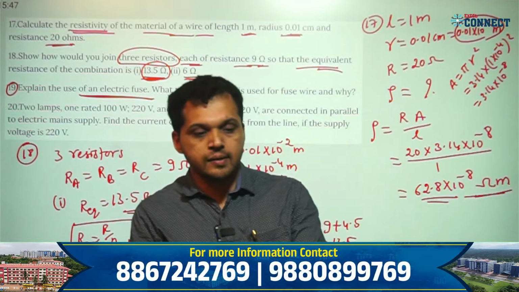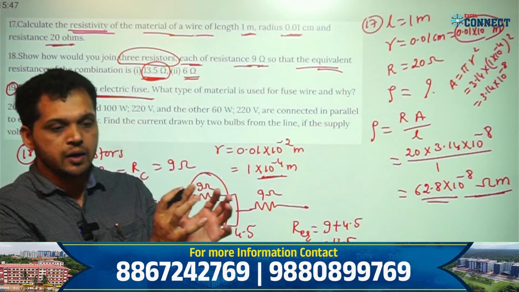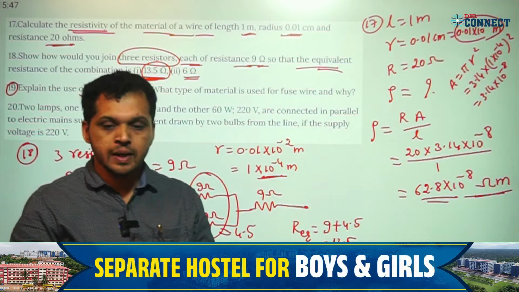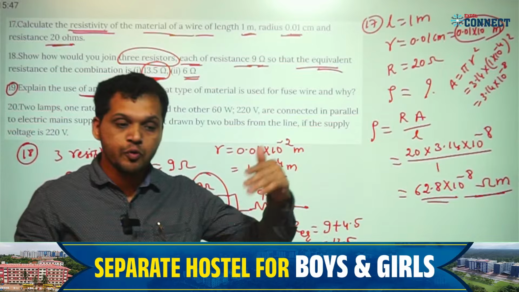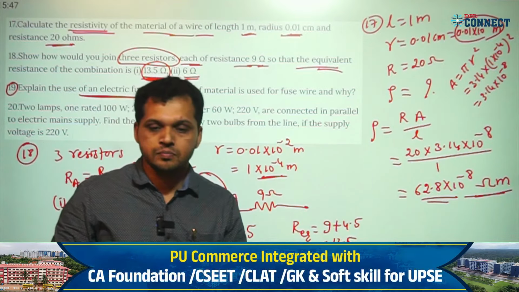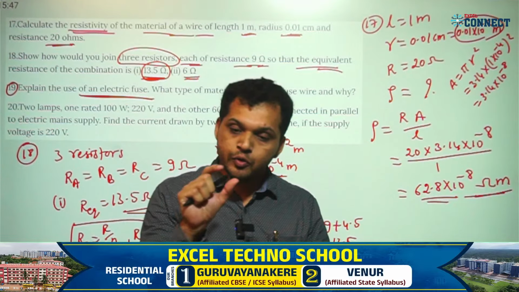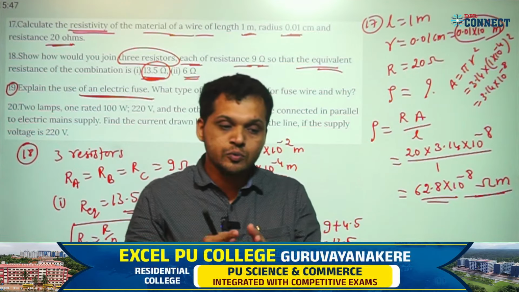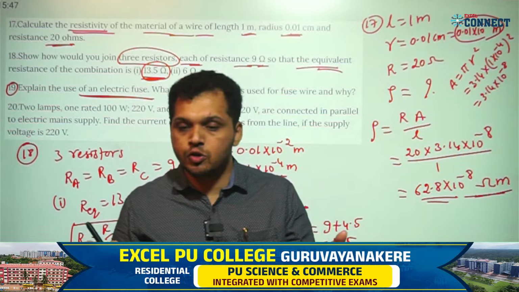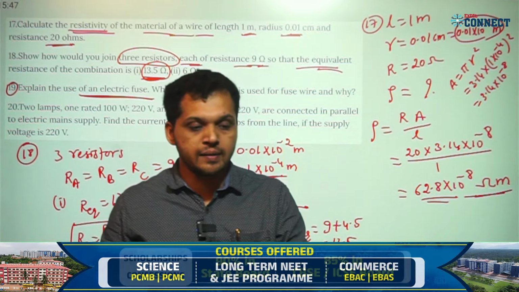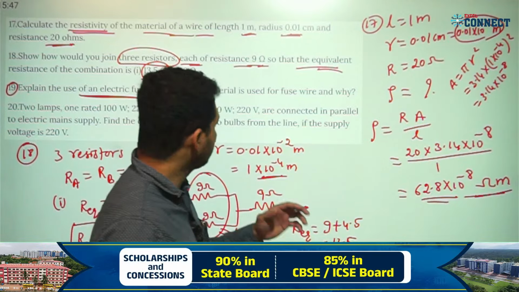The use of a fuse is as a circuit protecting device. In your house, near the main switch, there is a fuse that protects against high current. If a high current comes in the mains, the fuse will melt, the circuit will break and open, so that it saves the costly equipment in our house. That is the use of a fuse.